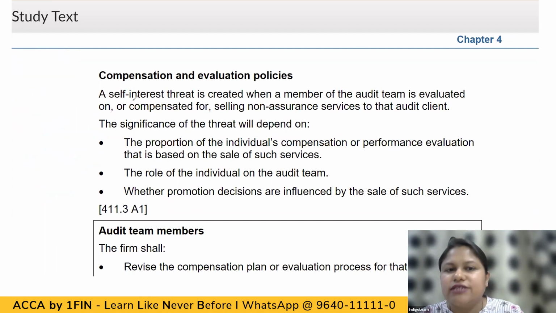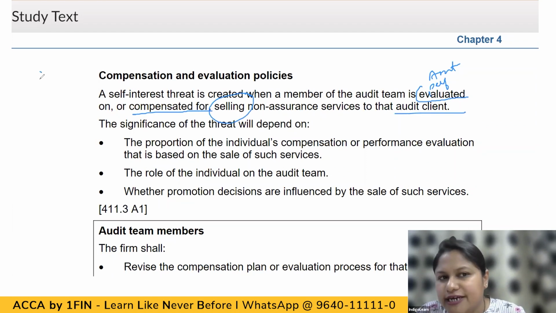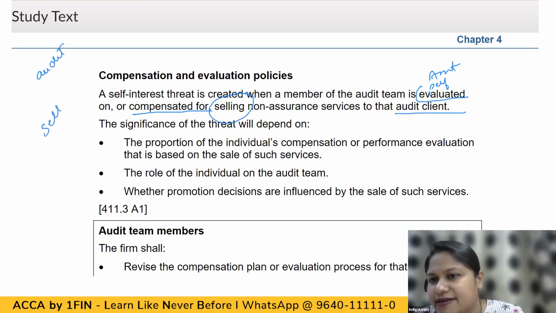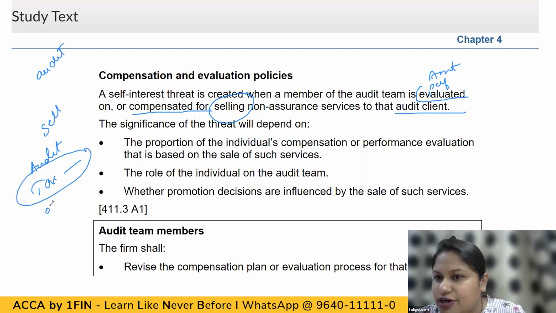Yes. Okay. So they say a self-interest threat is created when a member of the audit team is evaluated, or compensated, for selling non-assurance service to that audit client. That means the amount you pay him, or his performance appraisal, depends on it. So while you do the audit, ensure you also sell other services we provide to the same client. Till now, they took only audit from us, and if you manage to sell even tax consultancy service to them, then because you got this service, we'll pay you extra. Got it? Okay.